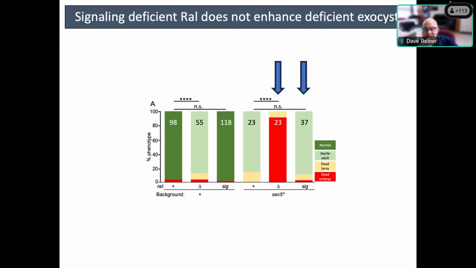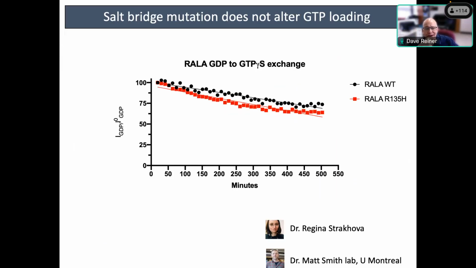Next slide, please. So our hypothesis, or my hypothesis, was that this was a GDP-bound protein, right? And I thought, oh, okay, and the reason is that salt bridge looks like it's holding the G4 and G5 boxes together like a pair of forceps.